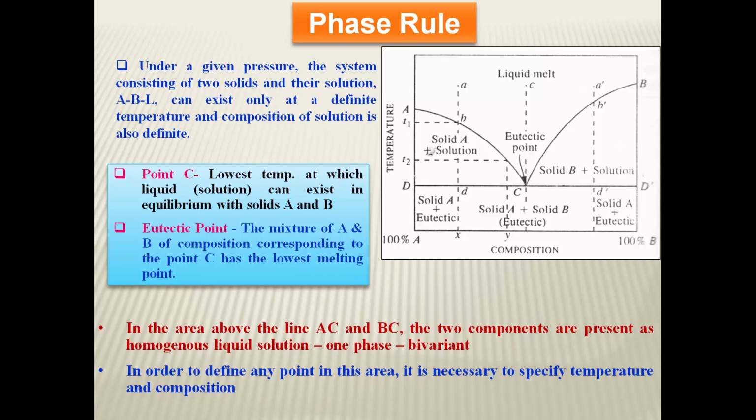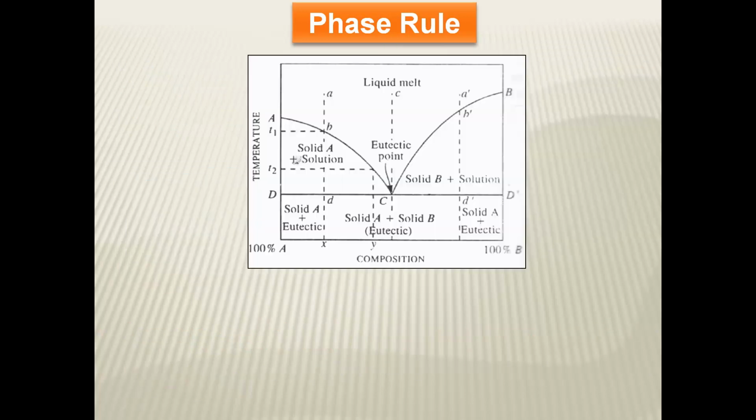In the area above the lines AC and BC, the two components are present as a homogeneous liquid solution, that is one phase. As I discussed in the initial stages, if I take a composition X prime and heat it well above the melting point of both, we'll have liquid melt. So in order to define any point in this area, well above the melting point of these two individual components, it is necessary to specify both temperature and composition. The system is bivariant here.